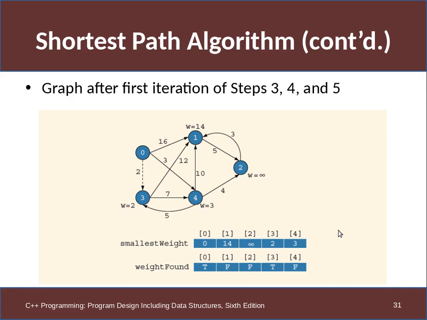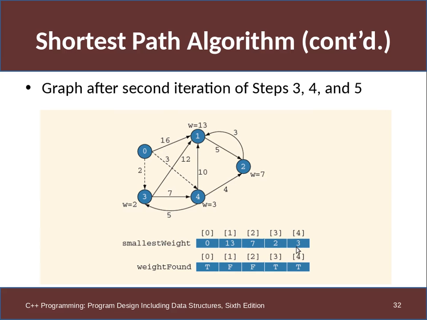What is the smallest weight that we have not visited yet? 4. That we have not visited yet. Yeah, so it's 4 with weight 3. So it takes 3 units to get to 4. So we're going to now evaluate 4. Notice that the 4 went to true.